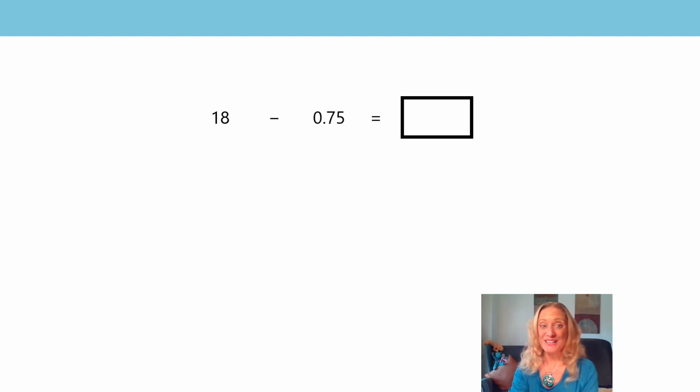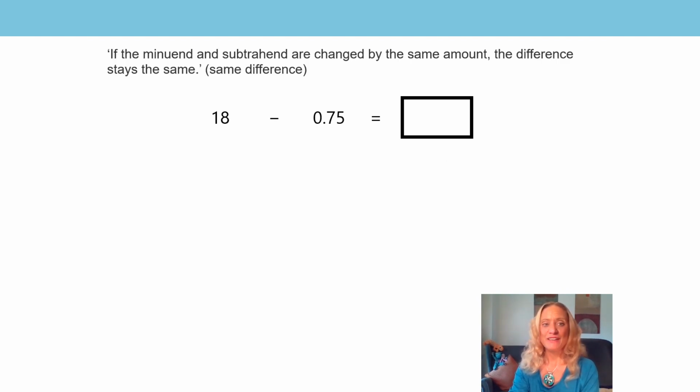Did anyone solve it a different way? Perhaps you used the same difference strategy. If the minuend and subtrahend are changed by the same amount, then the difference will stay the same, won't it? And I can look at my minuend and subtrahend there. And we said, didn't we, on the previous slide, that I've got some really strong knowledge of known facts when I look at 0.75. My brain immediately shouts 0.25, because I know that 25 hundredths added to 75 hundredths makes 1 whole. And that's a fact that I'm really, really confident with. So if I add 25 hundredths to 0.75, I get 1 whole. And that was really easy to do, wasn't it?